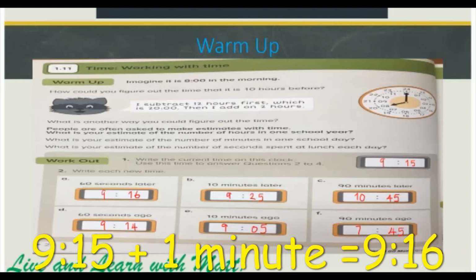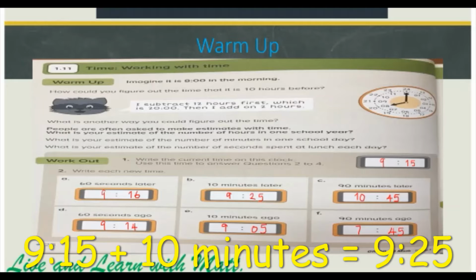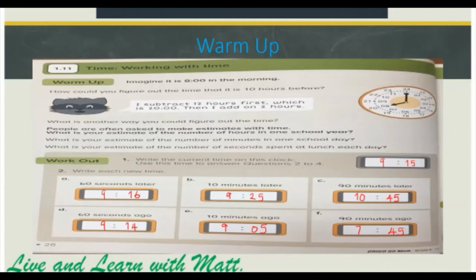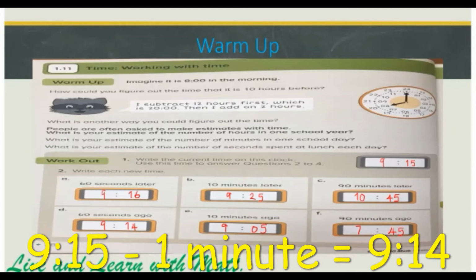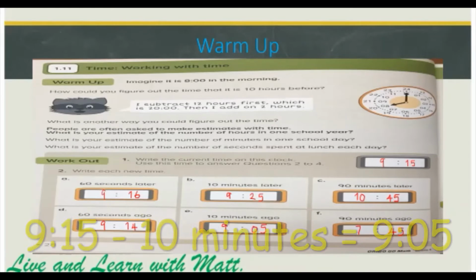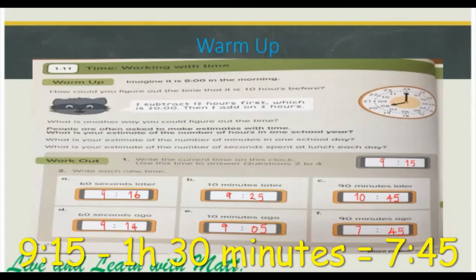Part A, 60 seconds later will be 9:16. Part B, 10 minutes later will be 9:25. Part C, 90 minutes later will be 10:45. Part D, 60 seconds ago. That means 60 seconds before, so the time will be 9:14. Part E, 10 minutes ago will be 9:05. Part F, 90 minutes ago will be 7:45.